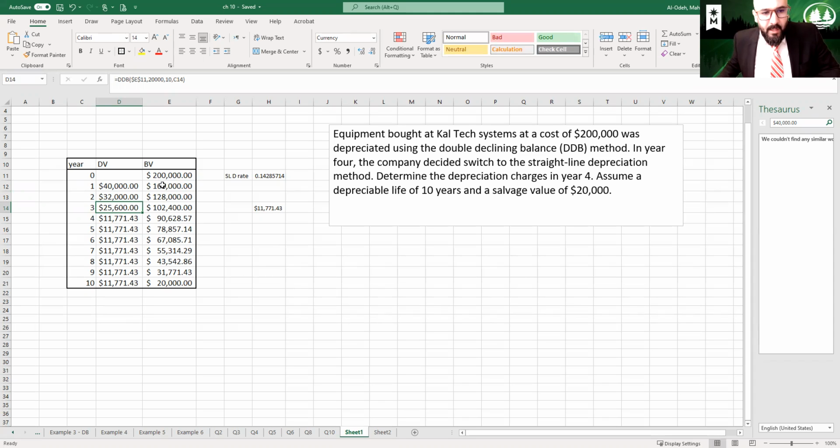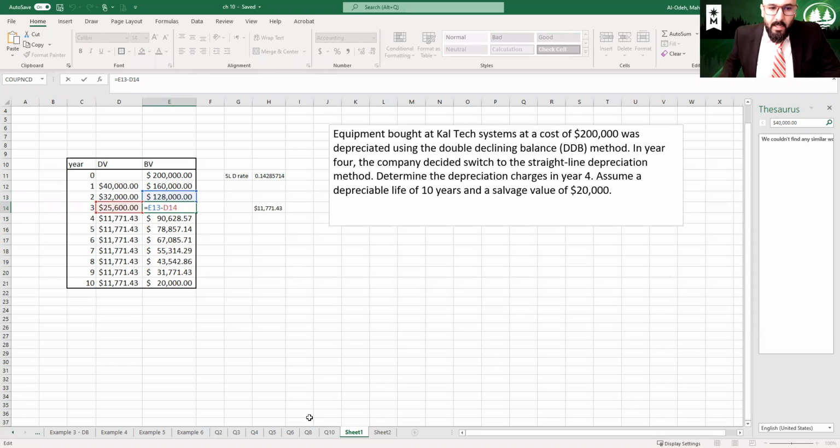And now for the book value, you subtract the 40,000 from the book value of the previous year. And then we do the same thing, 160 minus the 32 for the second year to find the book value to be 128,000. And in year 3, I did the same thing, 128 minus 25,600. And that will give you 102,400.